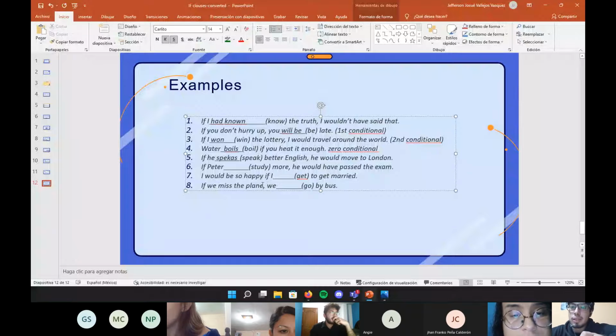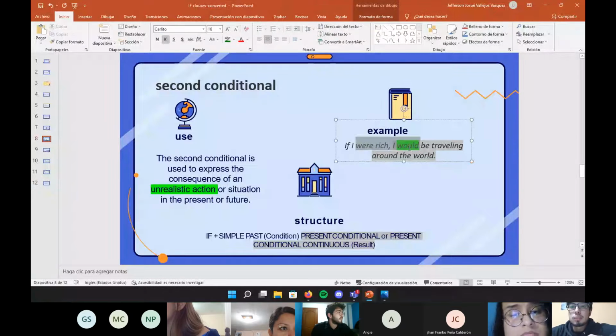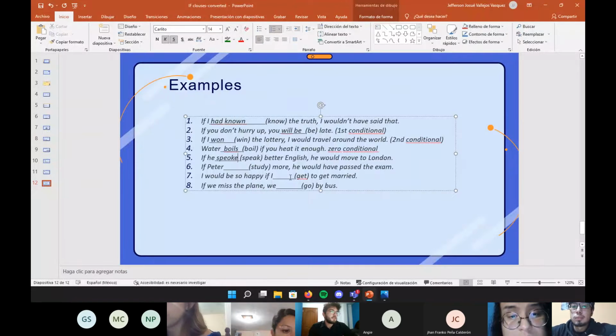Yes, but the A is before K. Speaks. Okay, but sorry, it's a little wrong because if we remember the second conditional, we put this part in past, okay? But I mean this is correct, okay? In this case, we can put it spoke, okay? He would move to London, okay? That's right. What is this? Second conditional, okay?